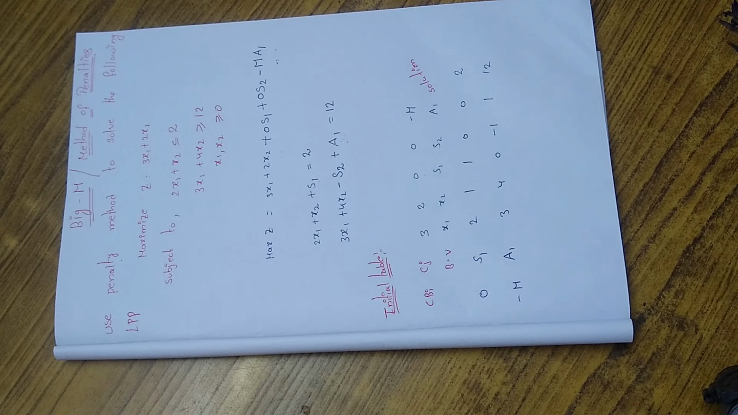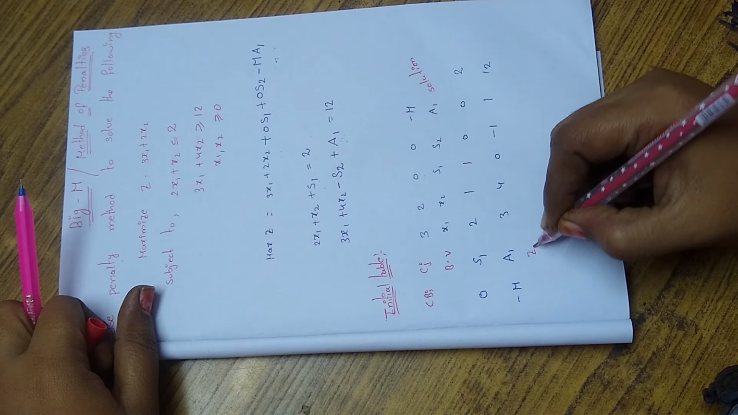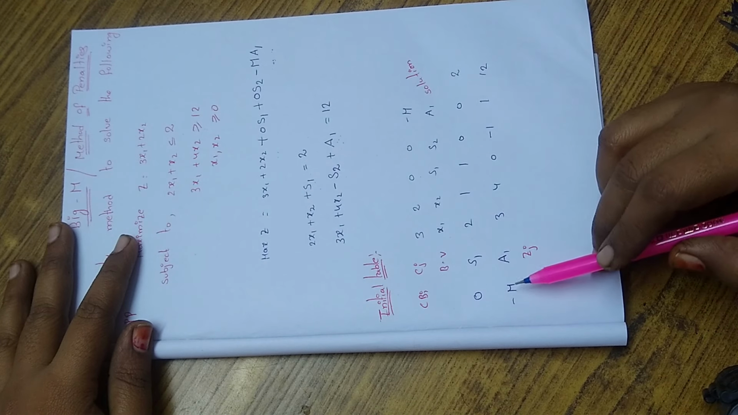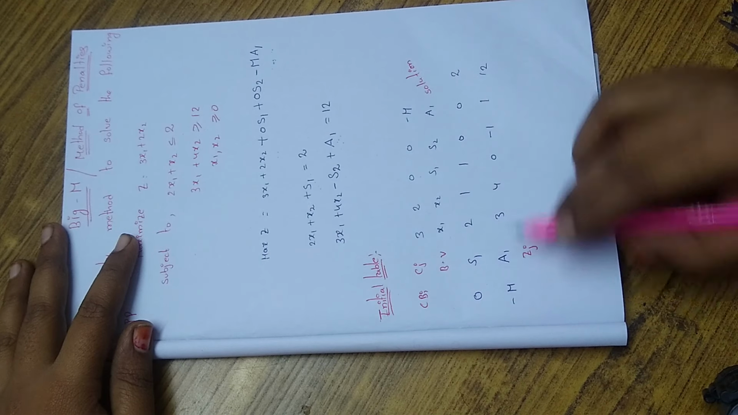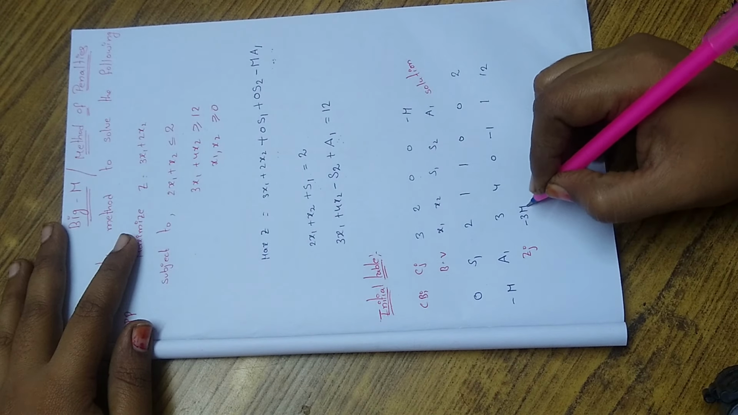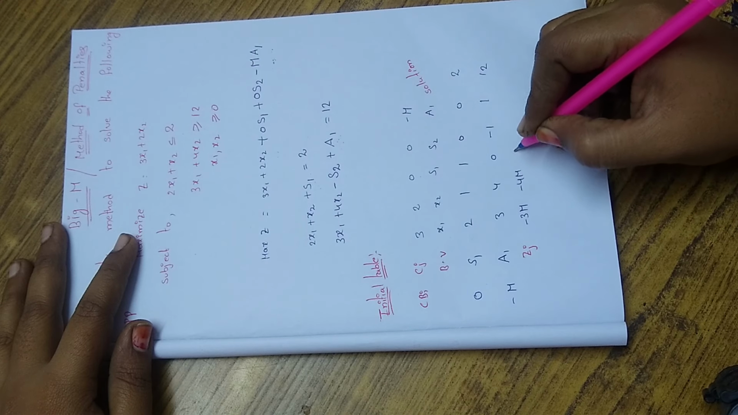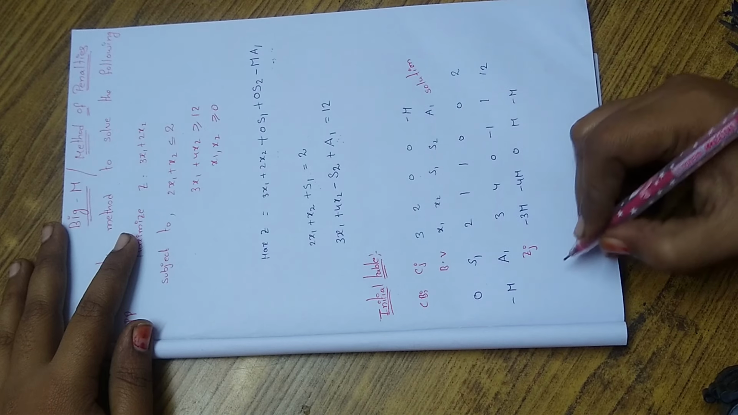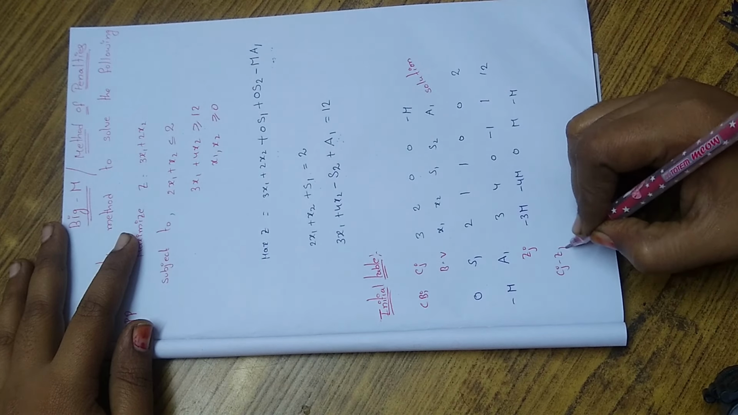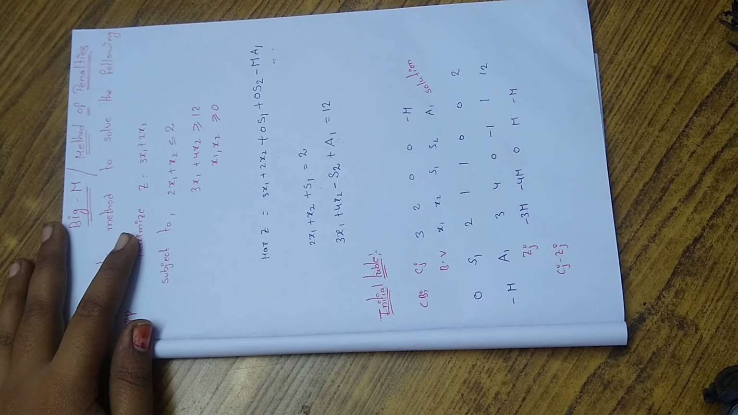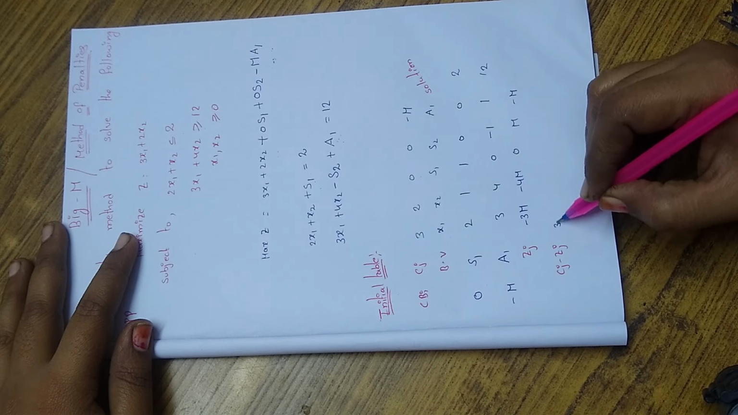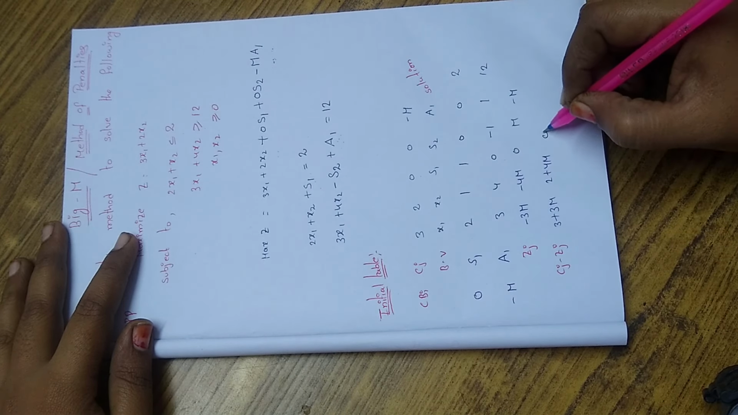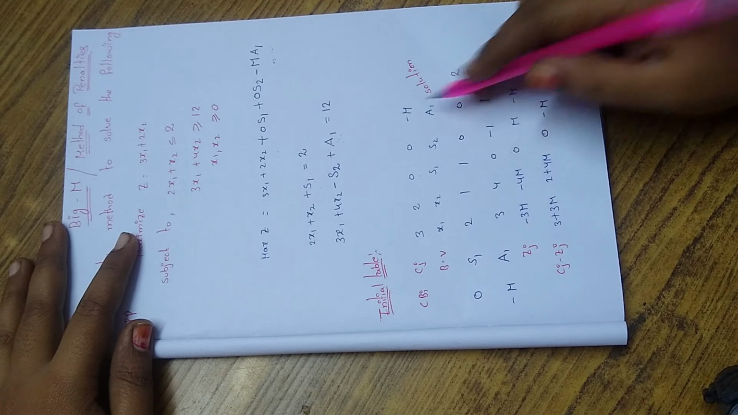Now we find the value of Zj. 0 into 2 is 0, plus minus M into 3 is minus 3M. In the same way, minus 4M, 0, M and minus M. Now let's find the value of Cj minus Zj. 3 plus 3M, 2 plus 4M, 0 minus M, and minus M plus M is 0.